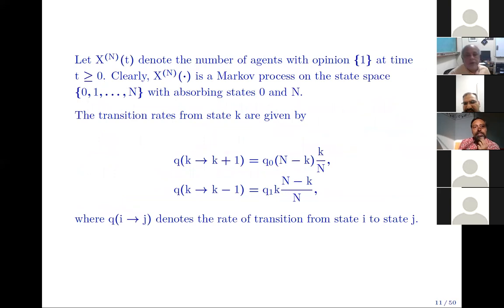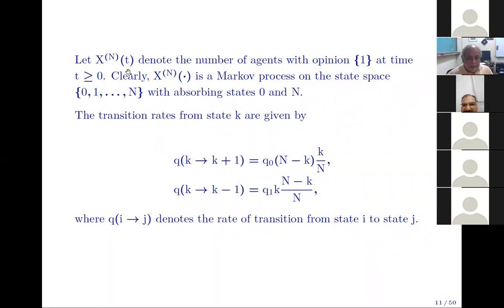For the biased voter model, this is also true for the unbiased voter model. Let X_n(t) be the number of agents with opinion 1 at time t. So X_n(0), as I said, is binomial n, alpha. In other words, each individual chose 0 or 1 with probability 1 minus alpha or alpha. So alpha would be the initial proportion of agents with opinion 1.